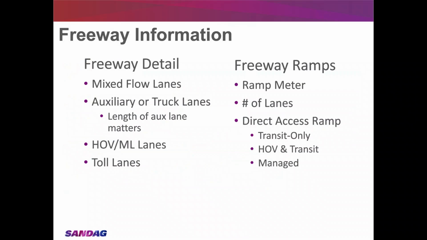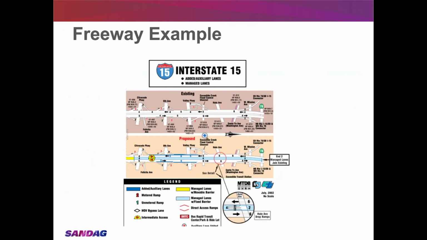So for freeway projects, we're looking for any additional mixed flow lanes, auxiliary or truck lanes, managed lanes, or toll lanes. For freeway ramp performance, it would maybe be the addition of a freeway ramp meter, maybe with an HOV bypass, an increase of the number of lanes or turn pockets on that ramp, or maybe a new direct access ramp, similar to what we see on Interstate 805 and Interstate 15 today.